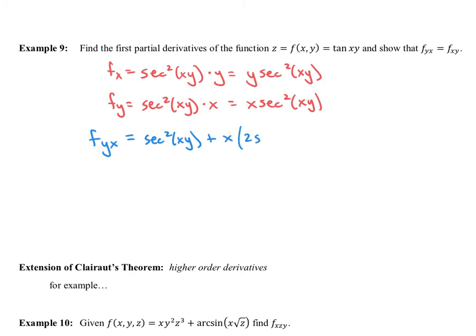the power rule, so 2 secant of xy, then the derivative of secant, which is secant xy times tangent xy, and then the derivative of the inside of that, and again, it's with respect to x, so we're going to get times y. And I'm going to go ahead and rewrite that, simplify it down just a little bit.